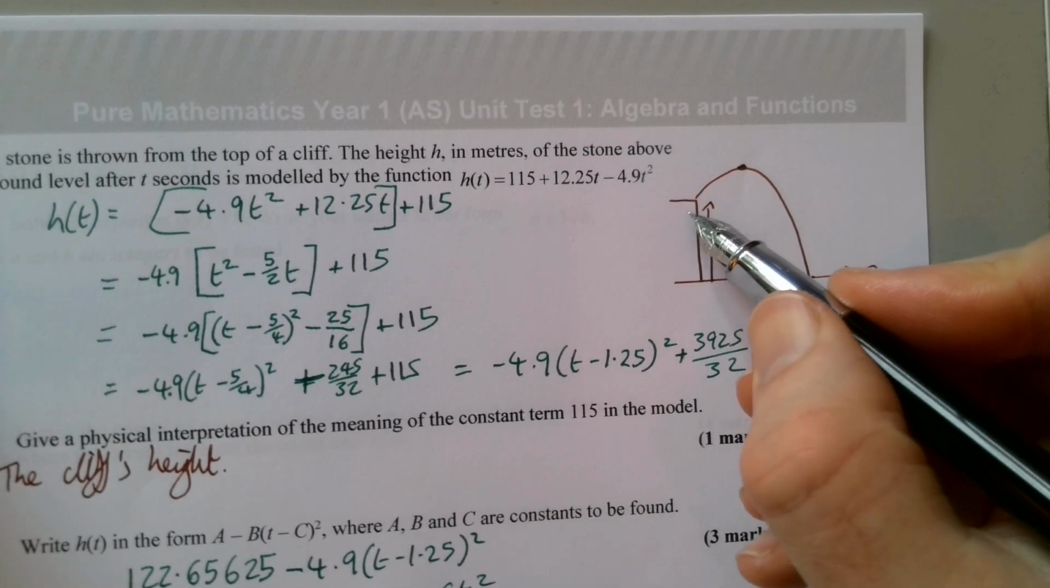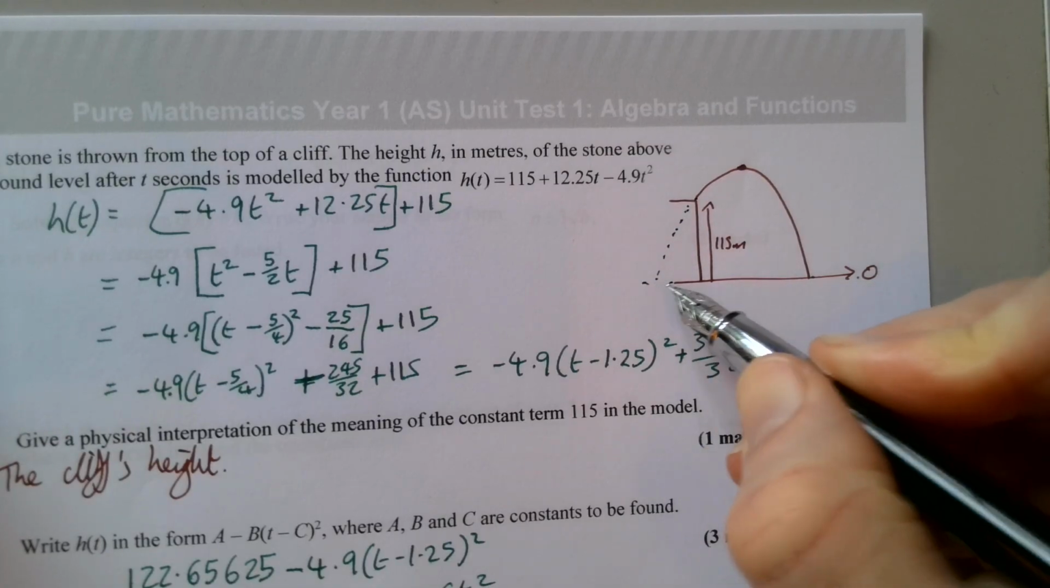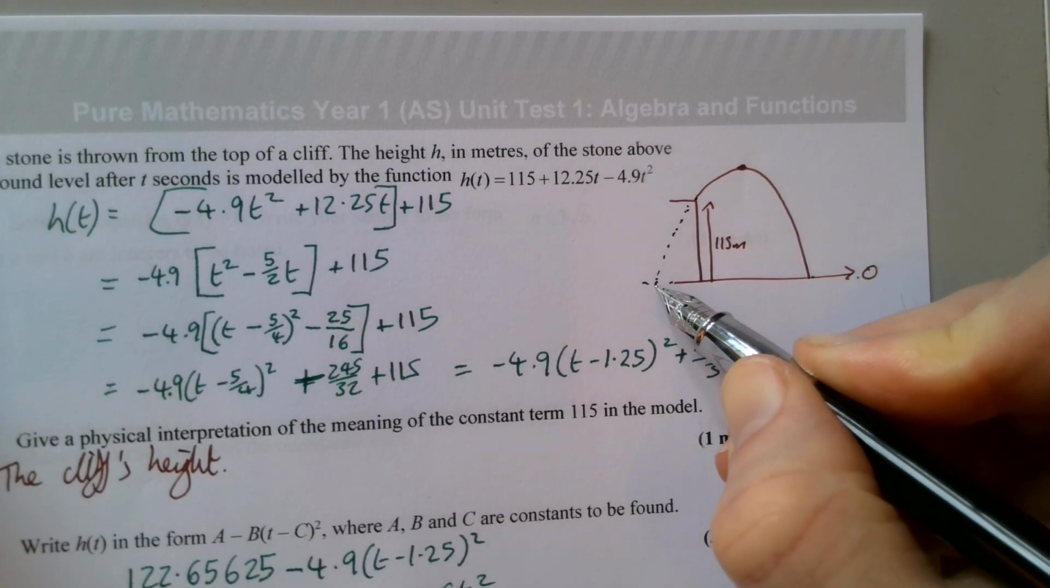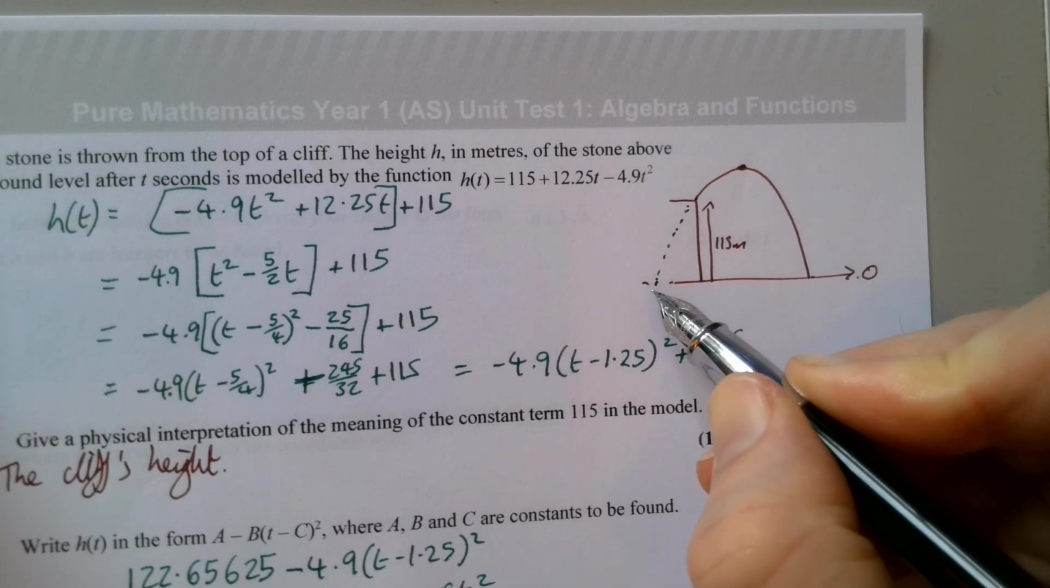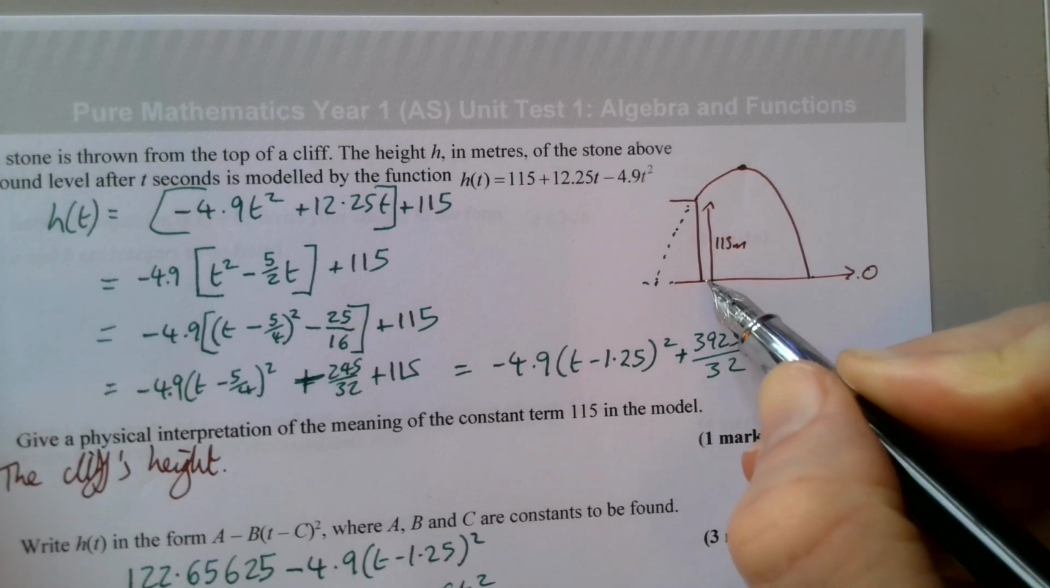What does that actually mean? The negative one would be if that parabola were to continue down to there and the stone had actually started its journey there and done the same thing, then that would be 3.75 seconds before it reached that point there.